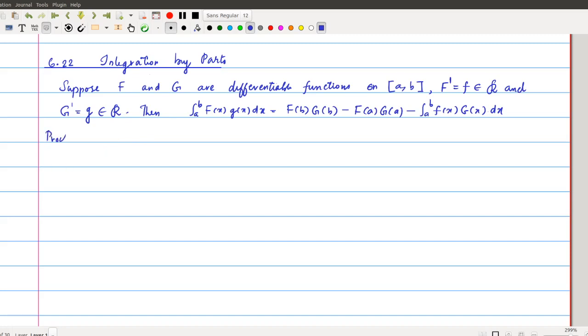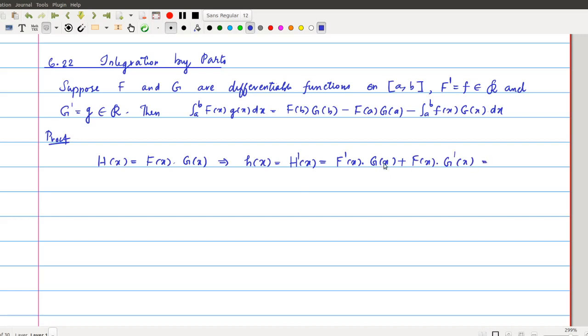For the proof, we put h of x equal to capital F of x times capital G of x. Then what is the derivative of this? The derivative of capital H is denoted by small h. That is the derivative of capital H of x, using the product rule of differentiation. We will get F dash of x times G of x plus F of x times G dash of x. So this is the derivative of capital H of x.